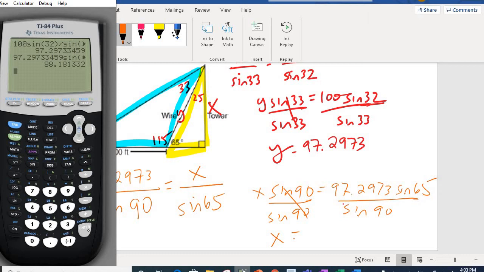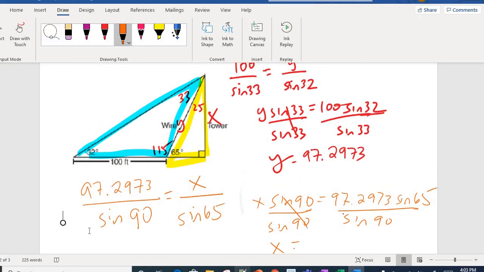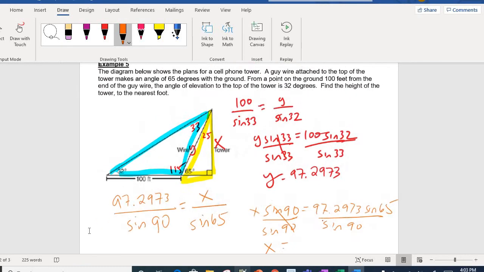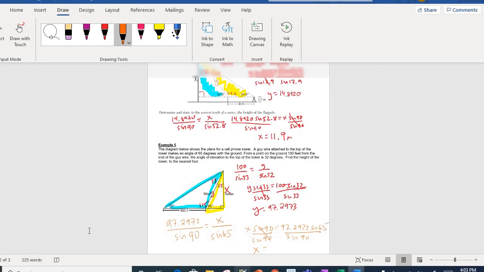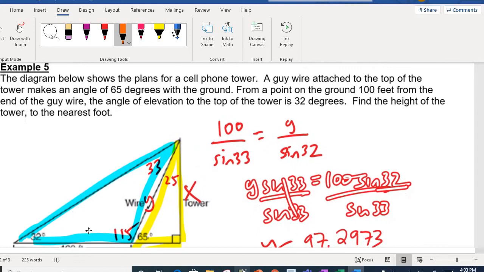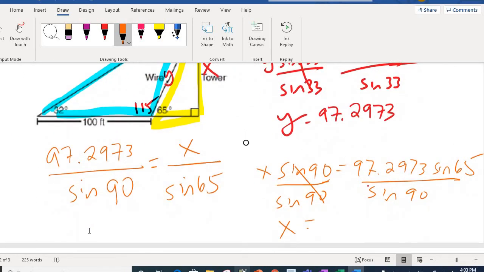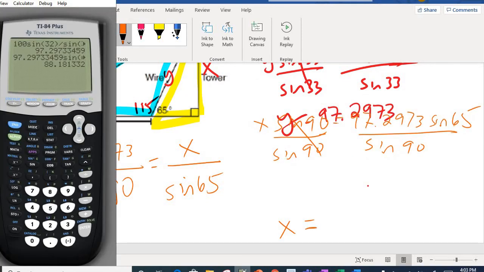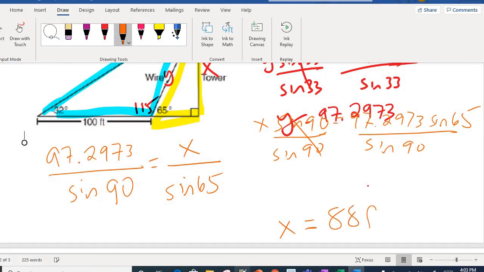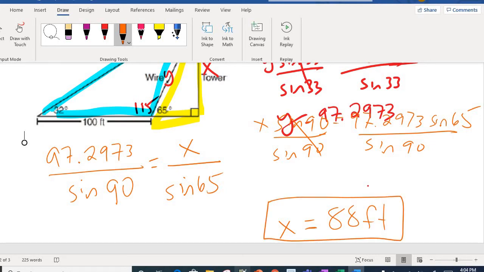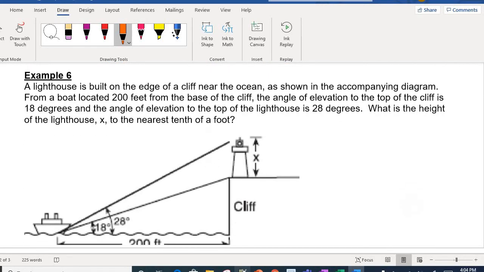This is about 88. Let me just double check the rounding. It does say to the nearest foot, so we'll say about 88 feet. Okay, so again, to recap what we've got so far: you want to always start in the triangle where you're given a side, and then you want to try to move into the other triangle.